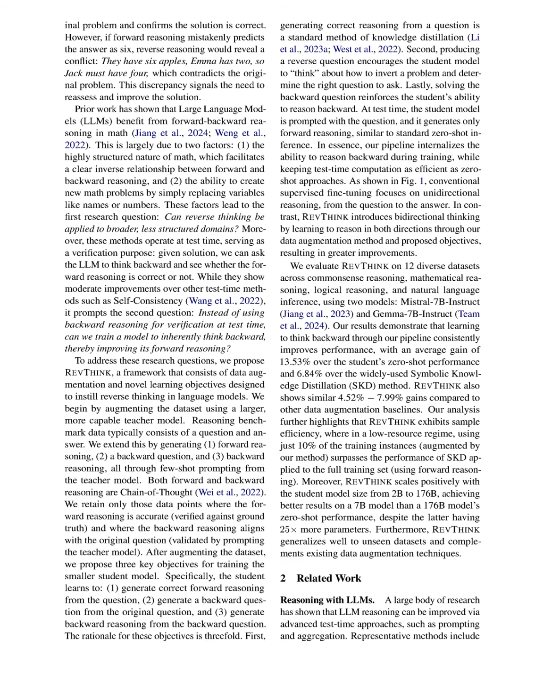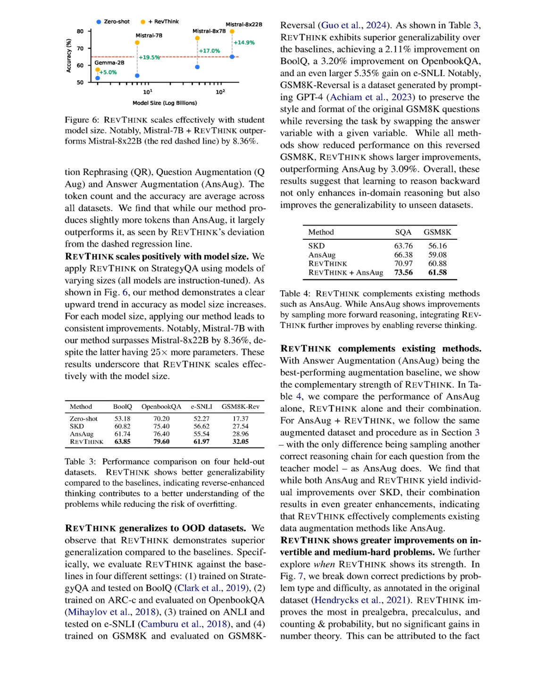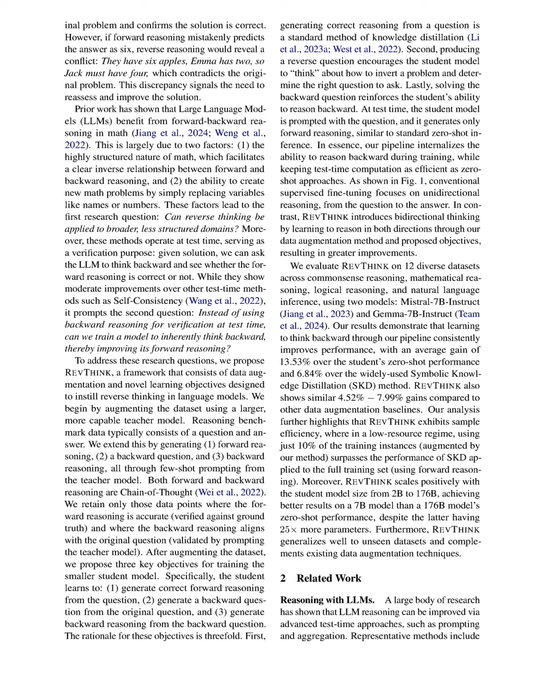The REVTHINK framework exhibits limitations primarily in its applicability to less structured domains and specific problem types. While it demonstrates significant improvements in structured reasoning tasks, such as pre-algebra and pre-calculus, it shows no substantial gains in areas like number theory, which are less invertible and do not benefit from backward reasoning. Additionally, the framework's reliance on the teacher model for generating backward questions and reasoning may introduce distributional shifts that could hinder performance if the backward questions are not fully in-domain.